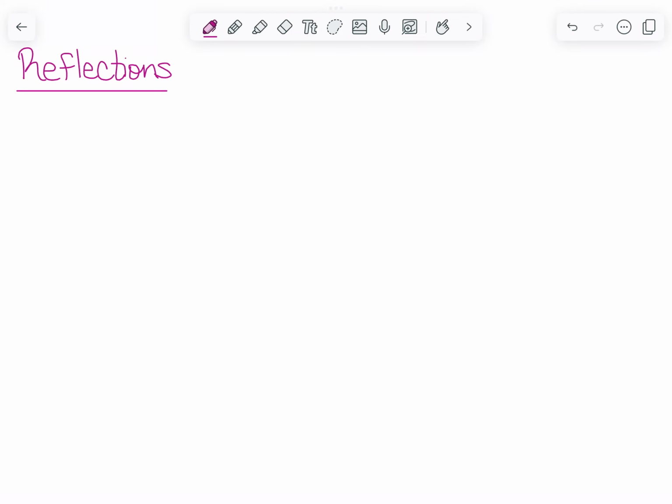Another way to transform a function, f of x, is through reflections. And while we can do reflections across any line, we're going to consider two.